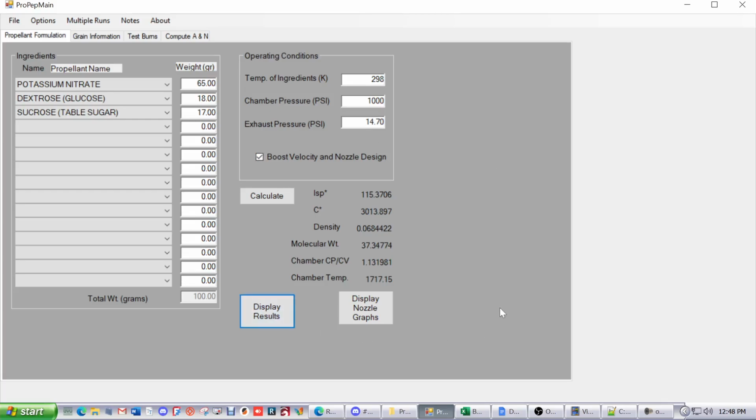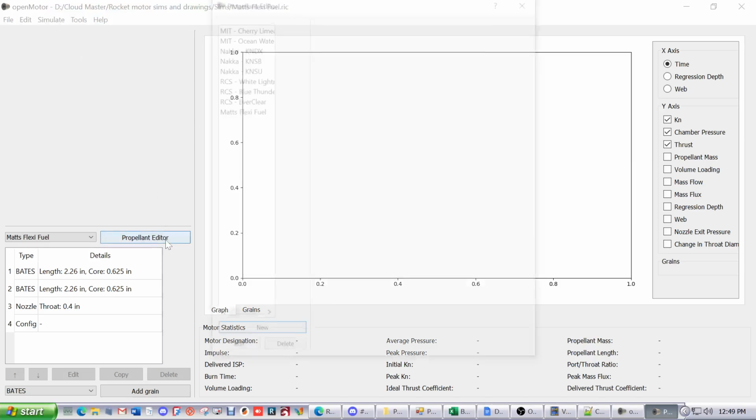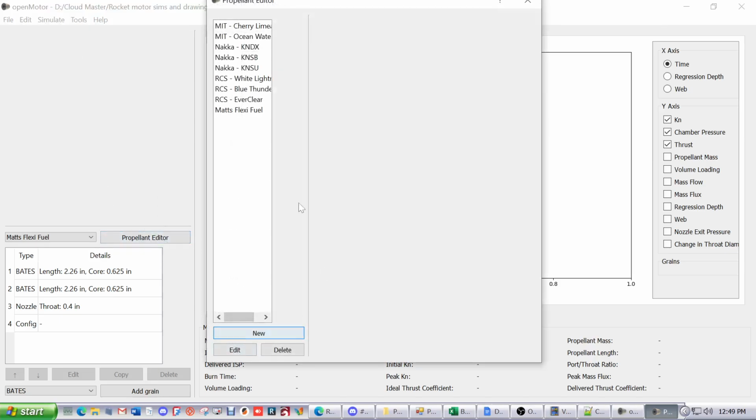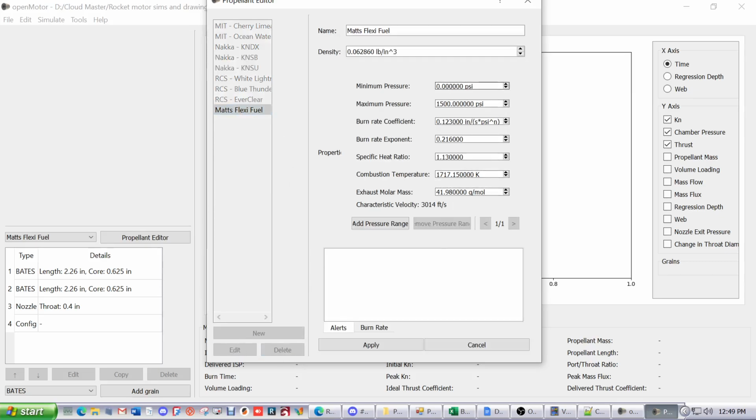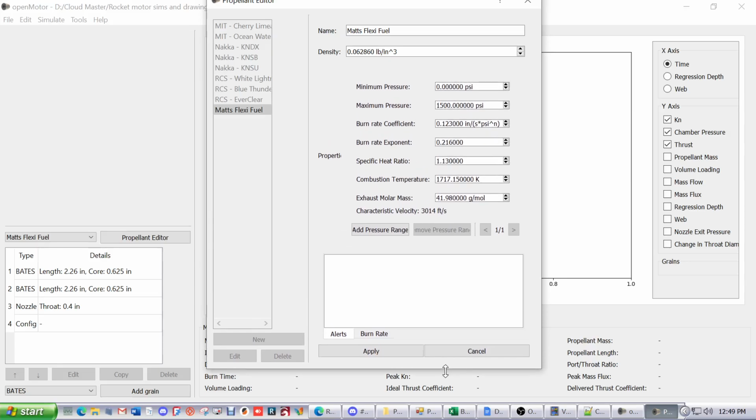This is information we need to put into OpenMotor so that we can actually start graphing how the motor behavior works. Go ahead and open OpenMotor. I've already put in my Bates grains information and my nozzle based off my tests. We're going to go to propellant editor, then you're going to hit new. In my case, I already have one, so we're going to hit edit. In yours, it's going to be scrunched up like that. You can't see it. You just need to drag the bottom down.